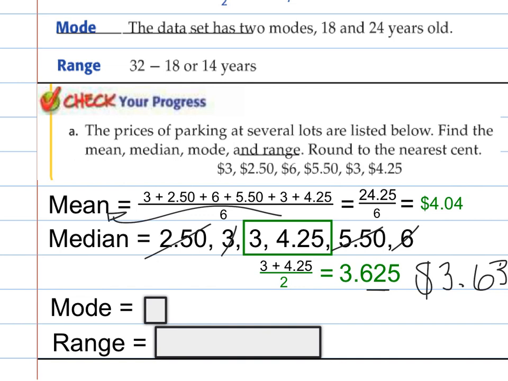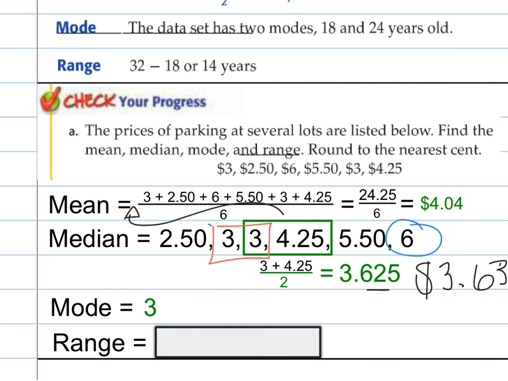The mode is which number comes up the most frequently. Looking at my data in order from least to greatest, as in the median, I can see that we have two 3s, and that is it. So my mode of this data is 3. The range: I'm going to grab the biggest value and the smallest value and find the difference.